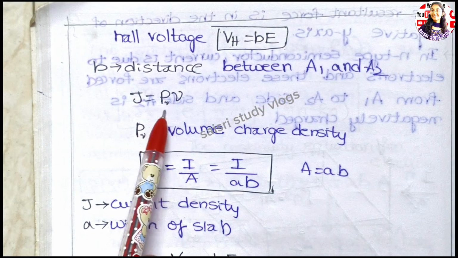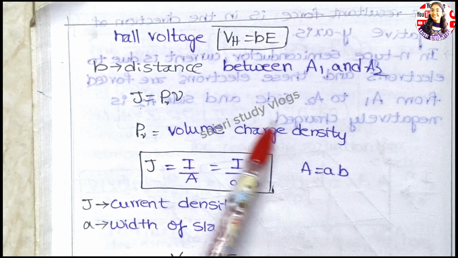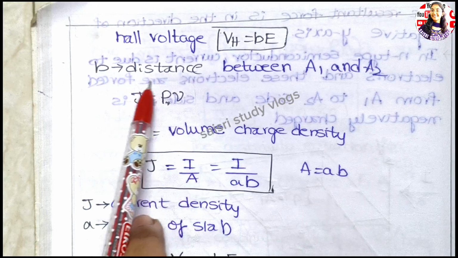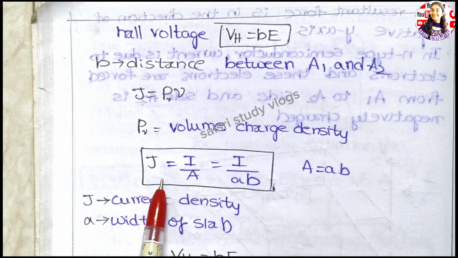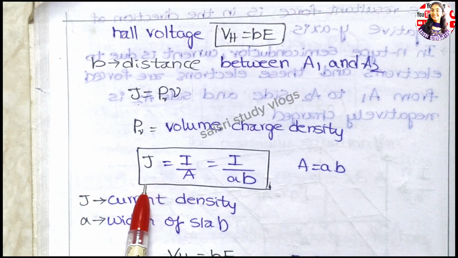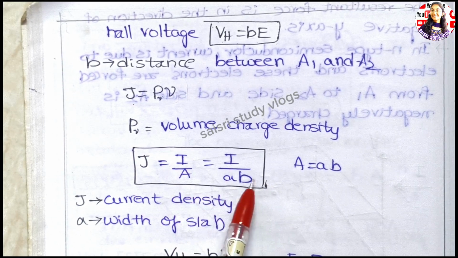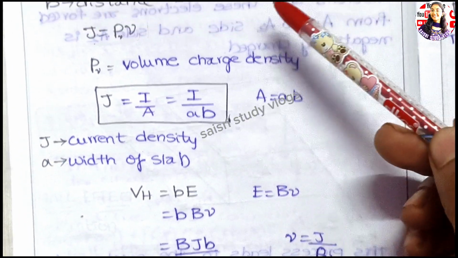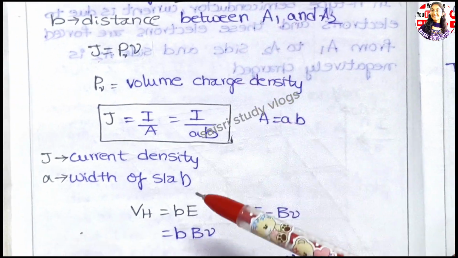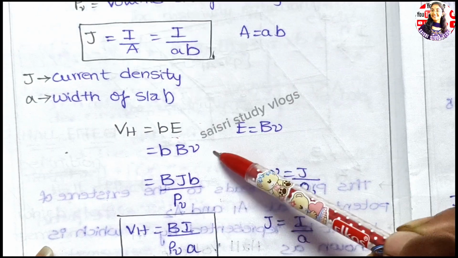We already know that the current density formula is J equals rho v, volume charge density into velocity. We also have the current density formula as current per unit area, so I over A. Area will be length into breadth, a into b. So from this equation, VH is equal to bE. We have VH is equal to bE and E is equal to Bv.